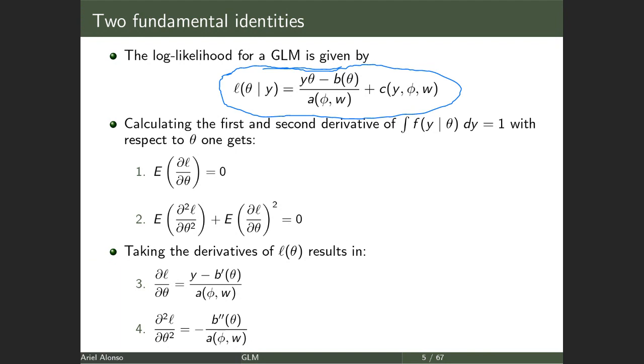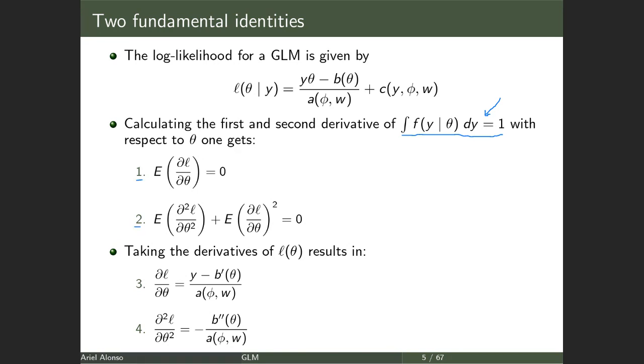Now, you know that this has to satisfy a property. If f of y, theta is going to be a distribution, a density, then the integral has to be equal to 1. And if you calculate the first derivative of this equation over here with respect to theta, and then you calculate the second derivative with respect to theta, then you get these two identities here.